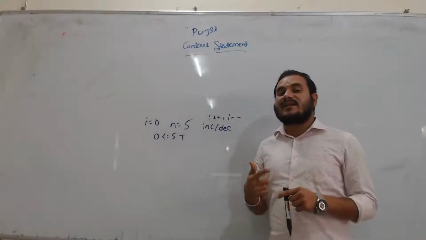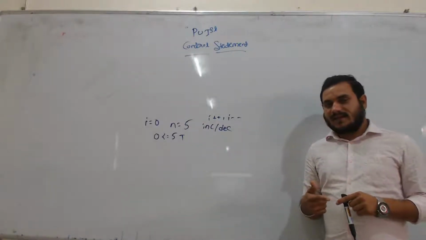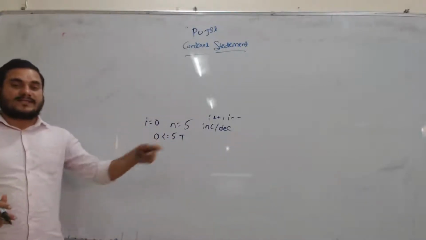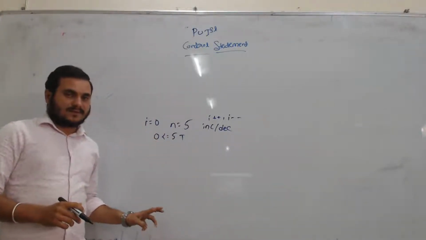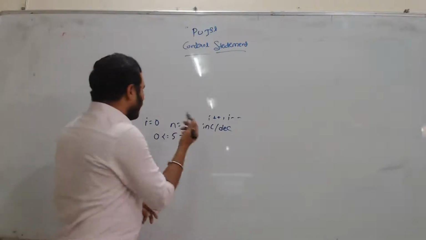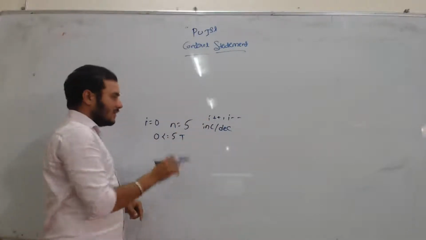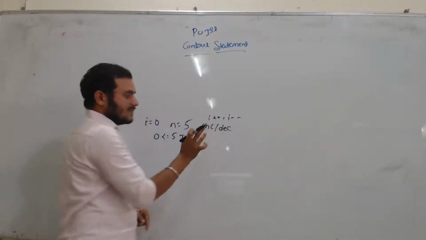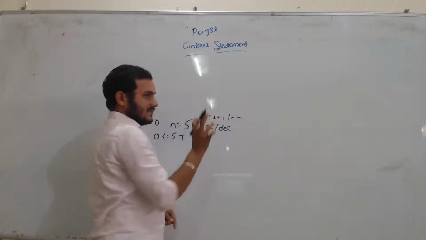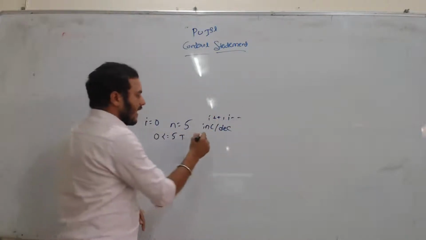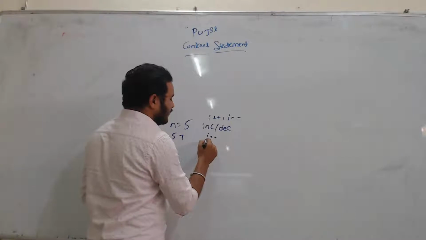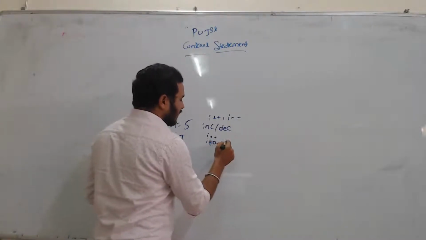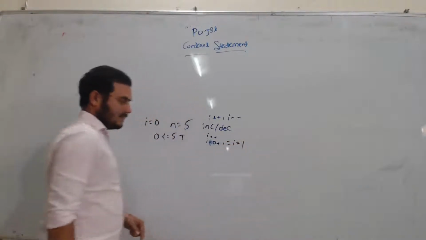It is continuously iterating. Once you get the false statement, it comes out of the loop and exits. So you initialize the value here, check the condition, then the value will be increased or decreased. With i plus plus, i is equal to 0 plus 1, so i is equal to 1.